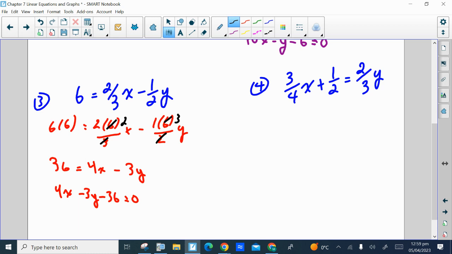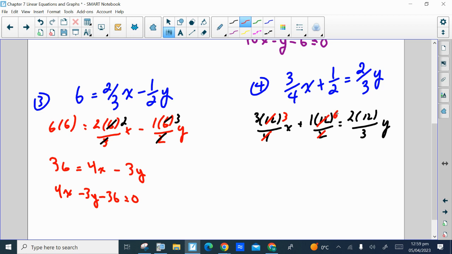Jan, what do we do for number 4? Yeah. The common denominator here, because you got denominators of 4, 2, and 3, will be 12. So we need to multiply everything by 12. And so 12 divided by 4 is 3. 12 divided by 2 is 6. 12 divided by 3 is 4.